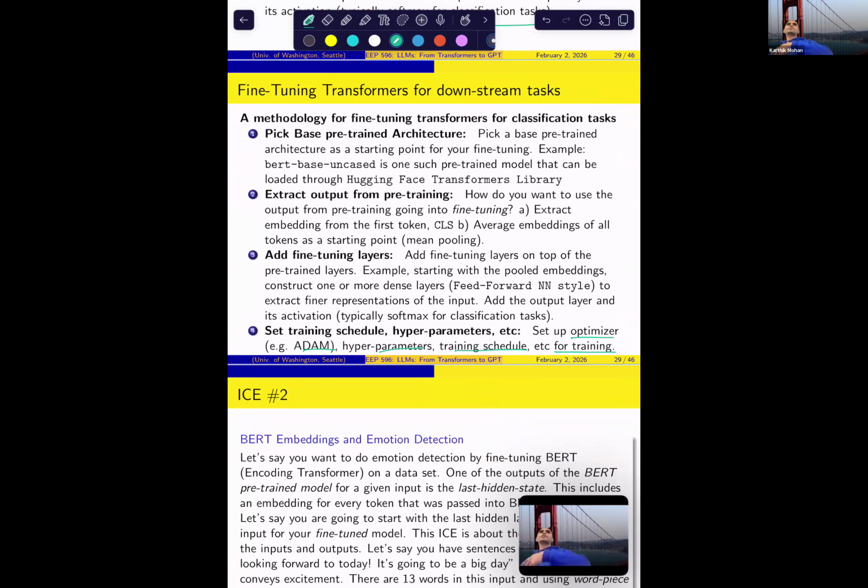So this is for encoding transformers: you just add a layer at the end and then add a softmax, and then you can do classification. For decoding transformers, they're already generative in nature, so you would want to do something else. That's where PEFT and LoRA models come into place. So that's the equivalent of this for decoding transformers. Okay.